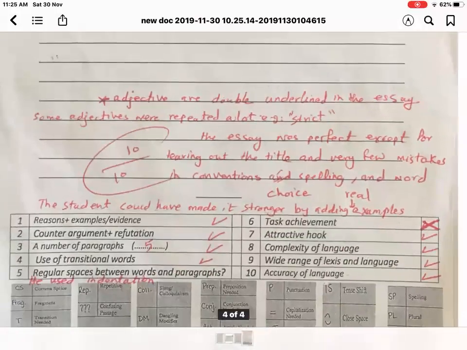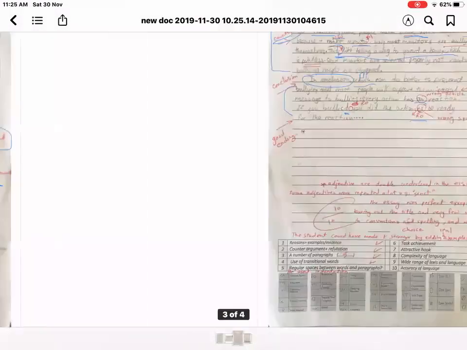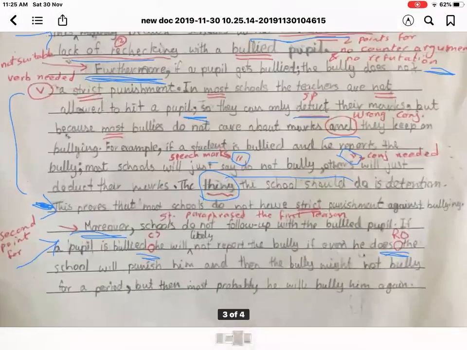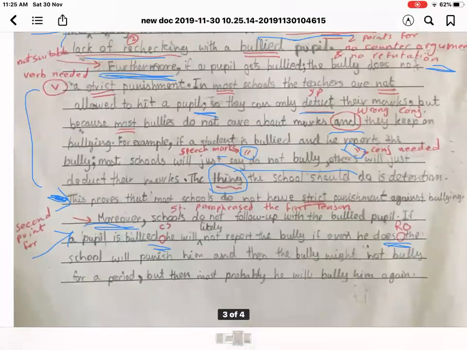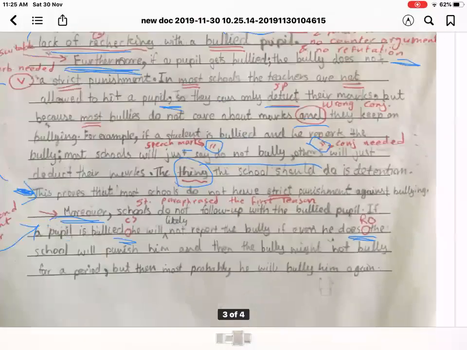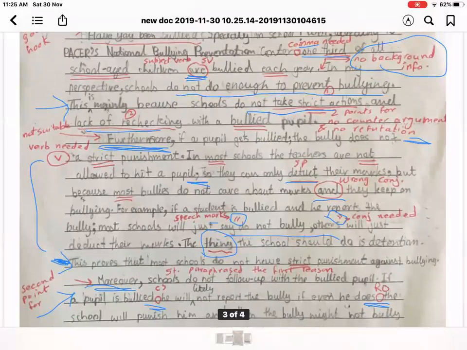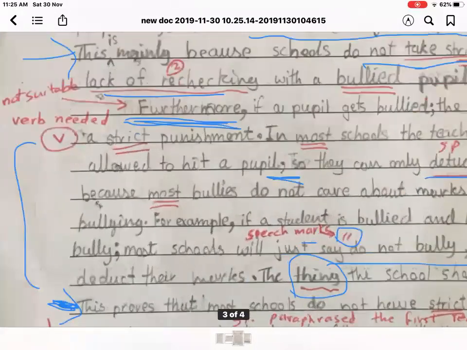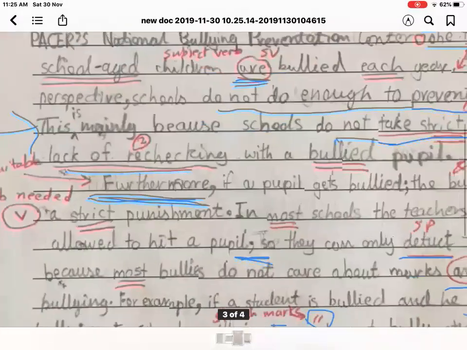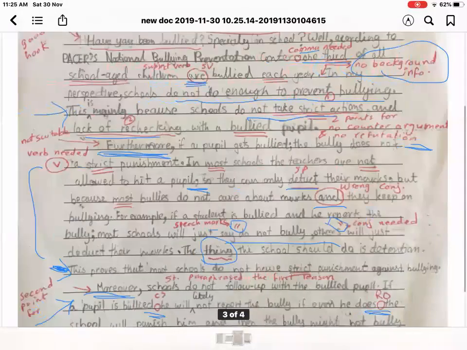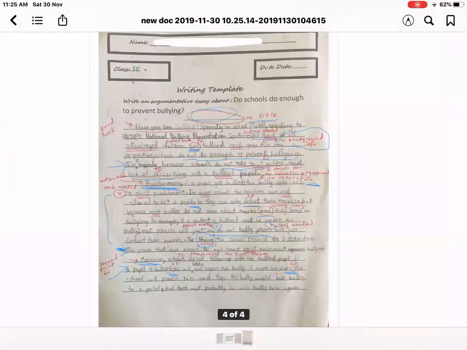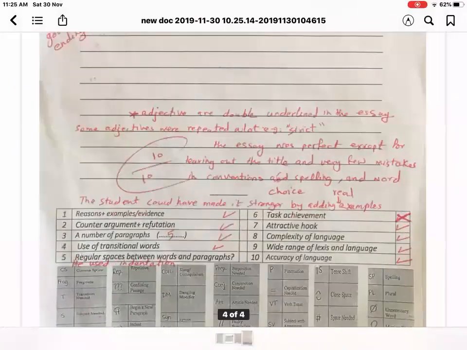Adjectives, by the way, the adjectives are double underlined in the essay. So if you go over the essay again, you will find some adjectives. I did double underline them. For example, here, you've got the word strict, which is repeated more than once. And also strict here repeated again. Okay, so the adjectives are double underlined.